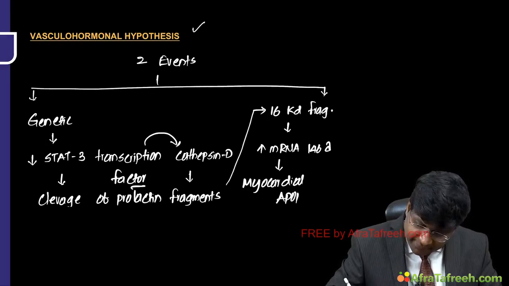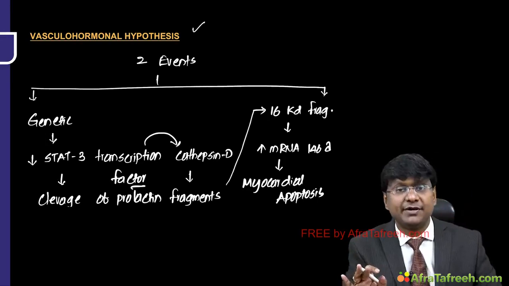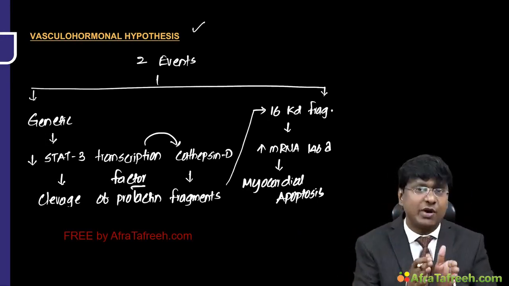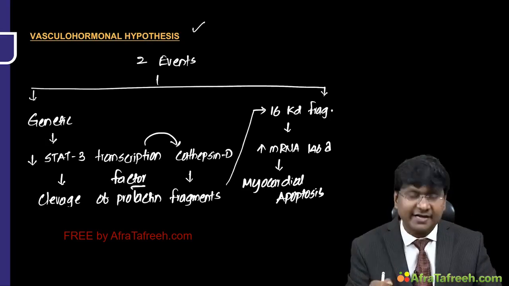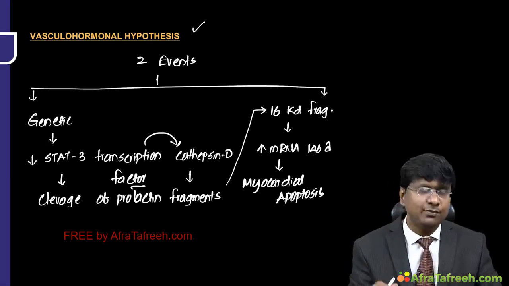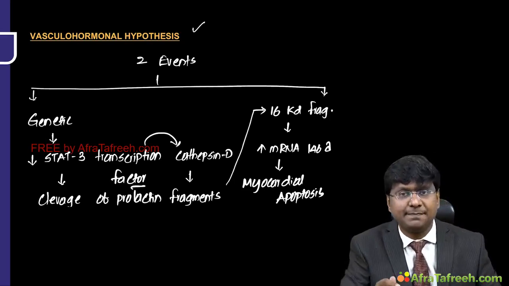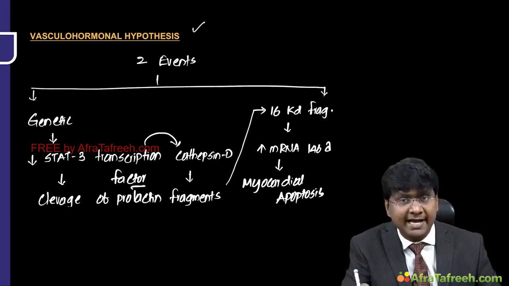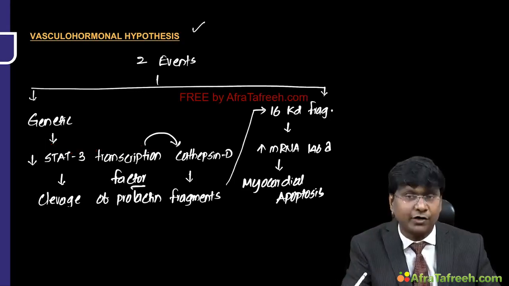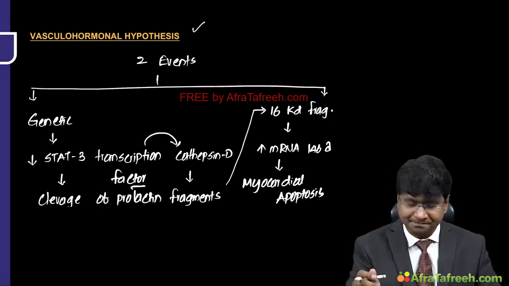And this myocardial apoptosis which has been developed is what is responsible for the development of dilated cardiomyopathy. So this is one event. So what is happening here? There is a decrease in STAT3 transcription factor, and that will cause the cleavage of the pituitary prolactin by cathepsin D, and the cleavage product, that is the 16 kilodalton fragment, is formed, and that will increase miRNA 146a, which is responsible for the myocardial apoptosis.